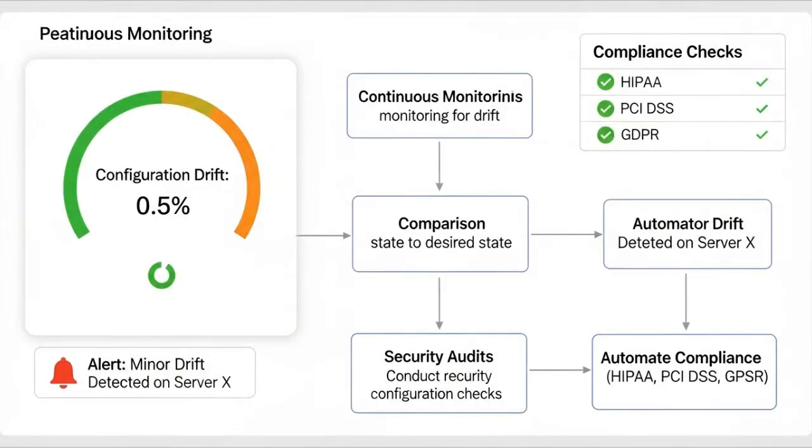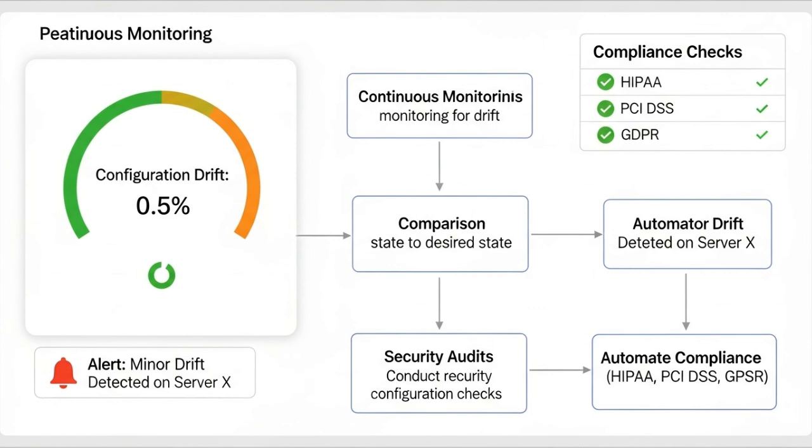The final best practice is the continuous process of regular audits and compliance checks. Even with robust configuration management in place, configuration drift can still occur due to various factors, including emergency manual fixes or unapproved changes. It's crucial to implement continuous monitoring solutions that actively compare the current state of your systems against their defined desired state. Any deviation, no matter how small, should trigger an alert, enabling prompt remediation.